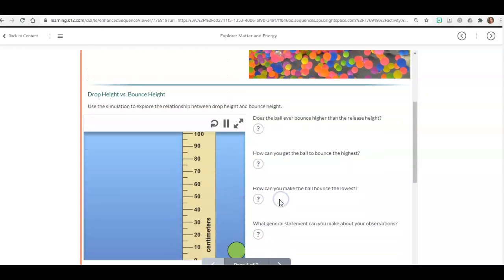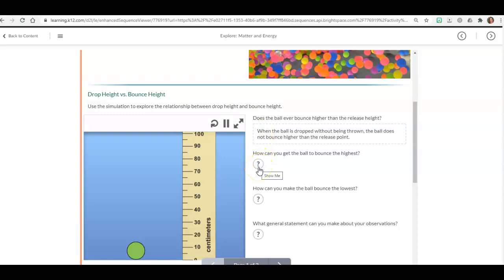So again, we're looking at a simulation, and we're exploring the relationship between the drop height and the bounce height. The drop height would be, if you held your hand up and released, that would be the drop height. And then the bounce height is obviously how high it bounced off the floor. So we have, it looks like the tennis ball, and you have to play it a couple of times to see where it starts. It looks like in between 60 and 70, and then it bounces up obviously lower, maybe in between 50 and 60. So it's a little bit hard to see in there. But does the ball ever bounce higher than the release height? And we can see that it does not.